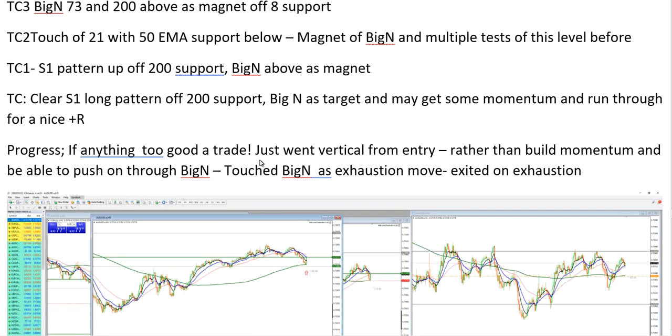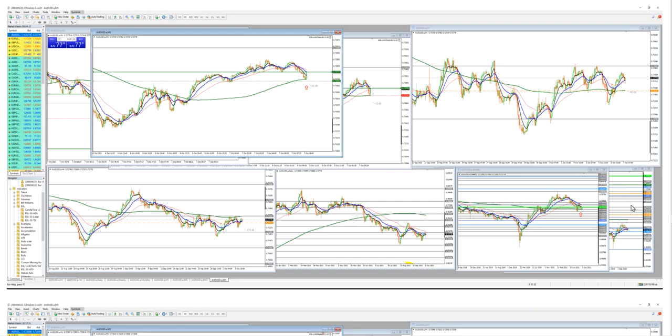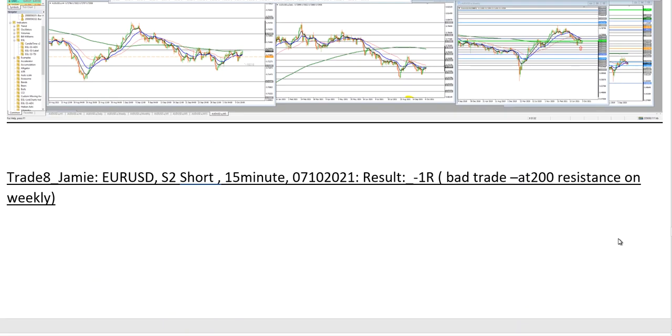A magnet, a big number, and TC2. Okay, there's a big number, right? And that's an important level. So that's basically trading to spike the big number. This is the trade, and it got there, right? So these levels are magnets, and it's a nice example of that.